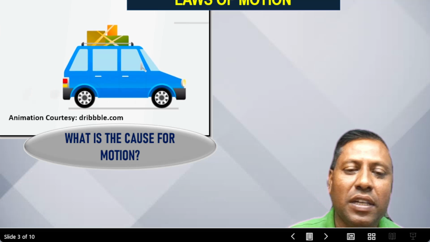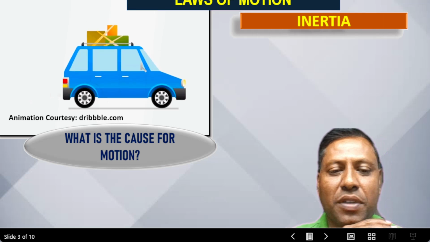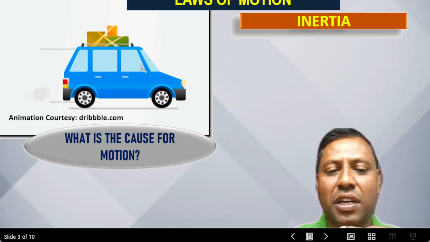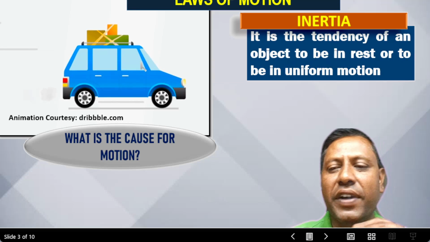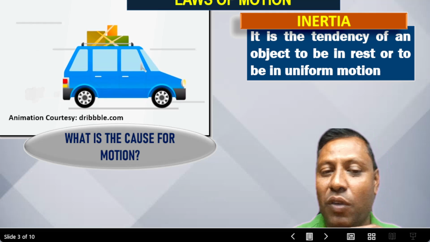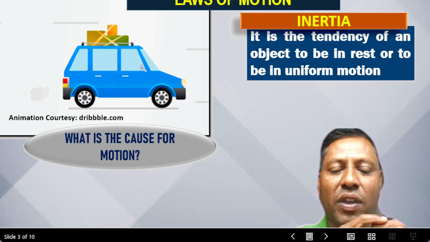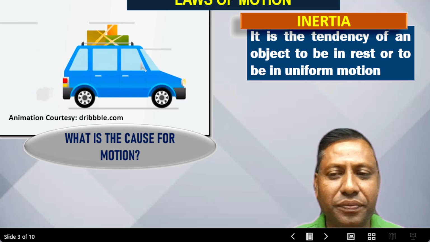But before that, let us try to introduce some basic concepts which are required for this chapter. The first is inertia. This you will find in the beginning of this chapter itself. So what is inertia? How is it defined? It's very simple. We can define it as the tendency of an object to be at rest or to be in uniform motion. Be careful about this fact: we are defining inertia as the tendency of an object to be at rest or to be in uniform motion.